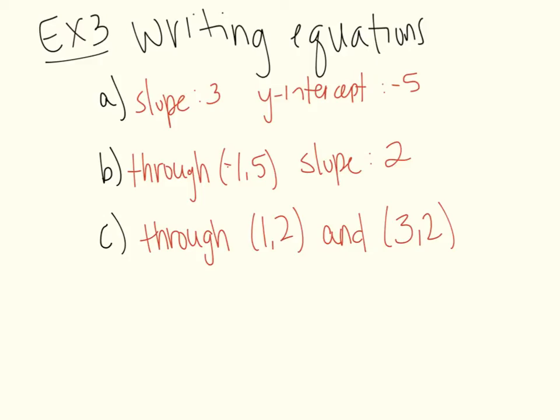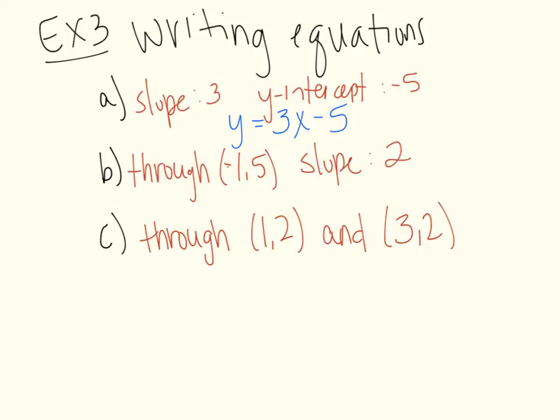Alright, so here's an example of how to write an equation with some given information. A gives you the slope 3 and the y-intercept is negative 5. So if they give you slope and y-intercept, then your best option is to do slope-intercept form. And that's going to look like y is equal to m, which is 3x, plus b, which is negative 5. So our equation with the slope of 3 and y-intercept of negative 5 is y equals 3x minus 5.